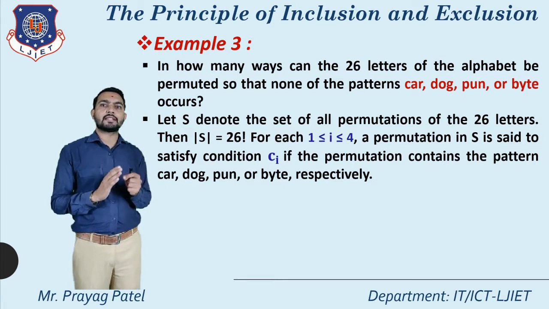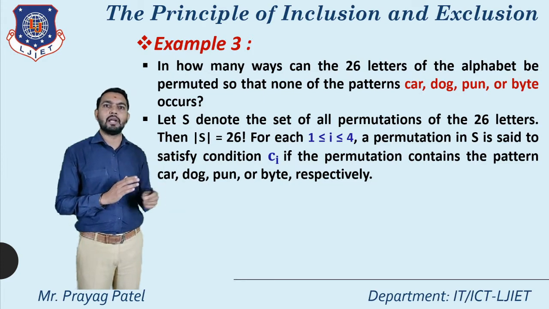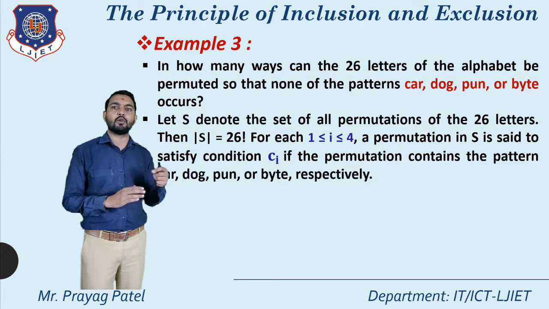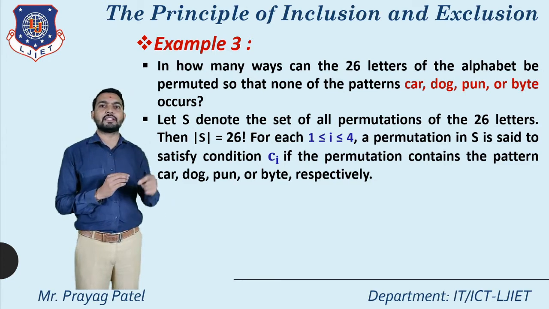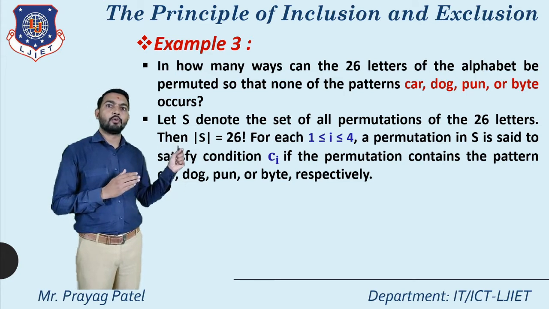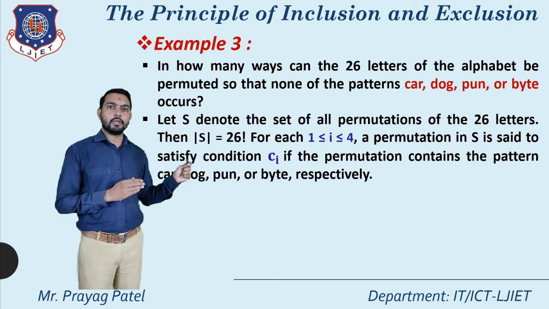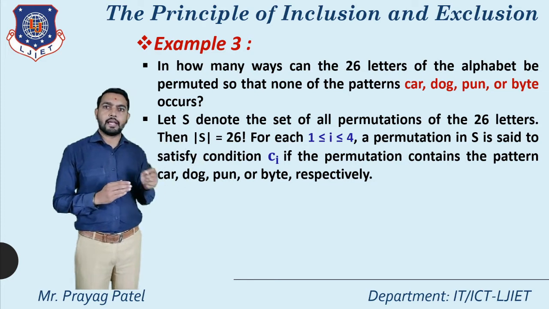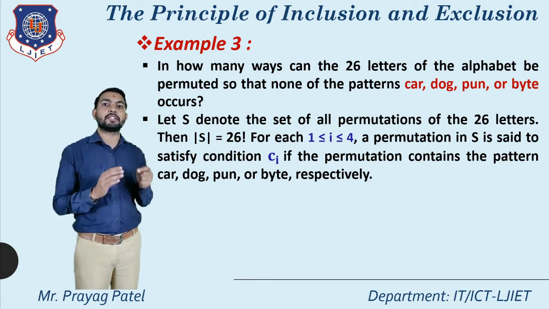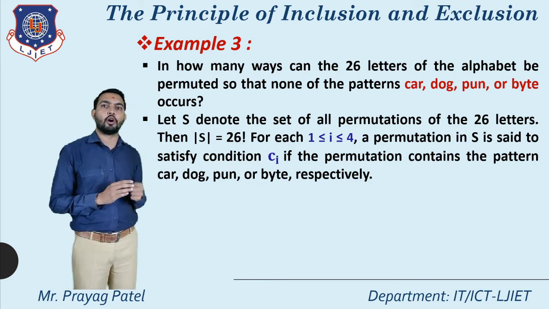So |S| equals 26 factorial, because 26 characters are available. Using the 26 characters, you can find the value as 26 factorial combinations of all the alphabet letters. For each i with 1 ≤ i ≤ 4, a permutation in S is said to satisfy the condition Ci if the permutation contains the pattern car, dog, pun or byte respectively.